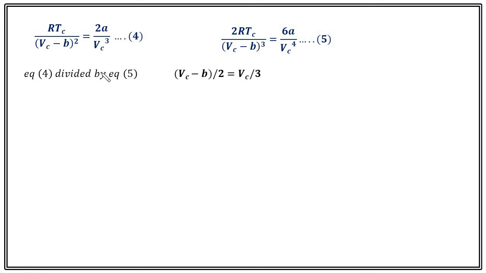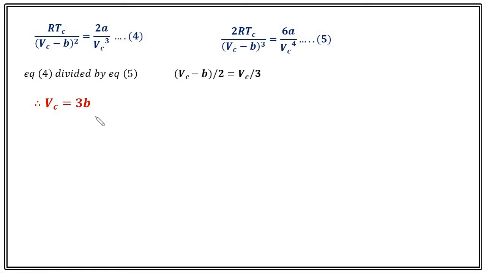Now just divide equation 4 by equation 5, and if you simplify it, you will get (Vc minus b) upon 2 is equal to Vc upon 3, and therefore the critical volume will be equal to 3 times the co-volume, that is Vc is equal to 3b. This is our first critical constant, the critical volume.